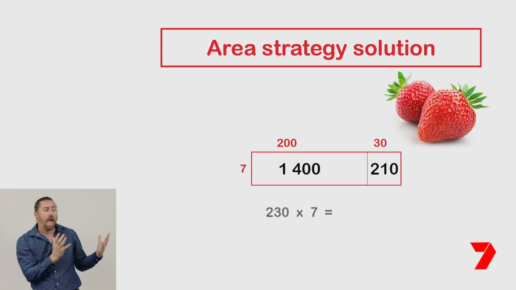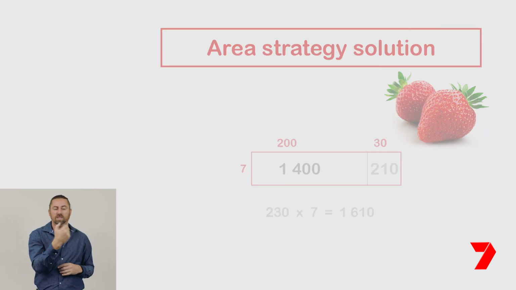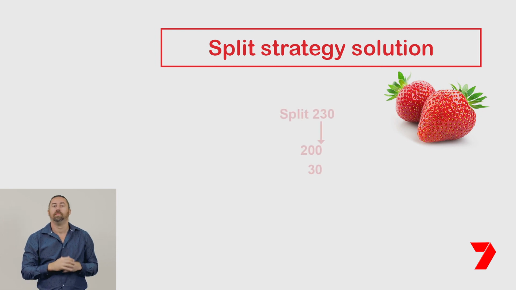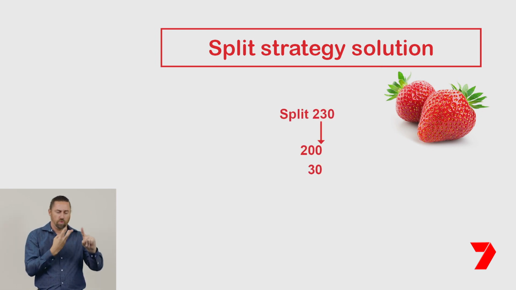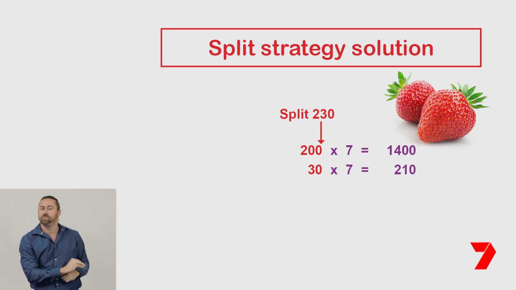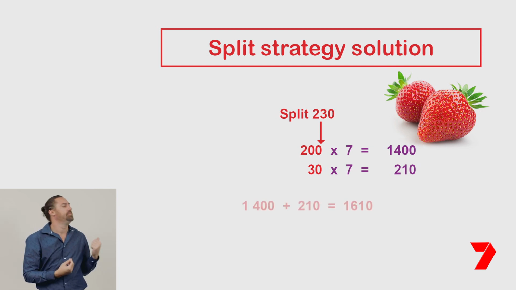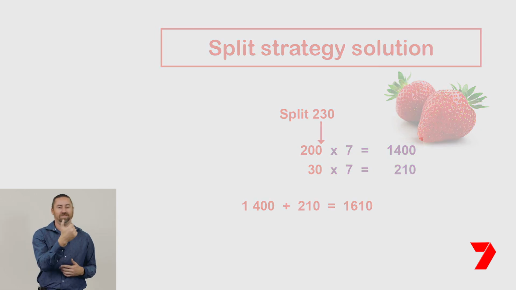To get the final answer, we need to add those together, giving us 1,610. Now, for the split strategy, we split 230 into 200 and 30, write them vertically down the page. We then multiply each of those by 7 and add the results together. And you can see this gives us 1,610 again.